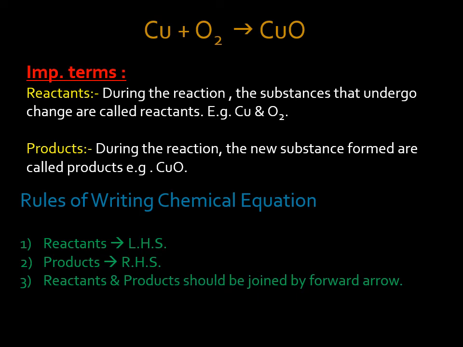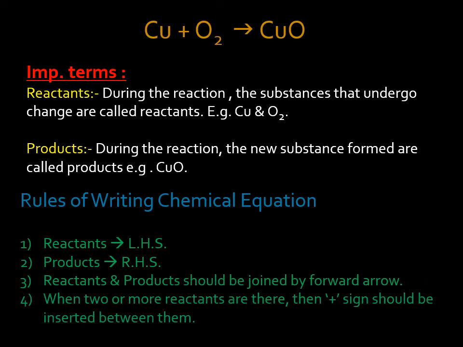In a chemical reaction, the important terms are reactants and products. What are reactants? During the reaction, the substances that undergo change are called reactants. In the above example, Cu, that is copper, and O2, that is oxygen, both are reactants. What is a product? During the reaction, the new substances formed are called products. In the above reaction, CuO, that is copper oxide, is the product.